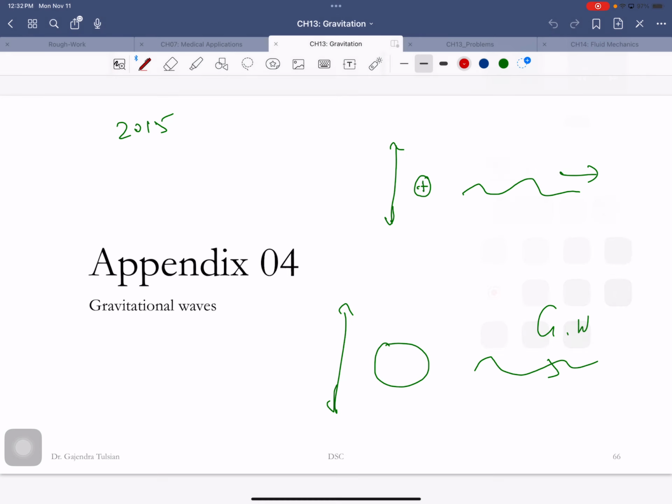All right, so we will talk about gravitational waves. We started talking about this last time, and the reason I'm talking about this is I think this is one of the greatest experiments done in science in recent times.